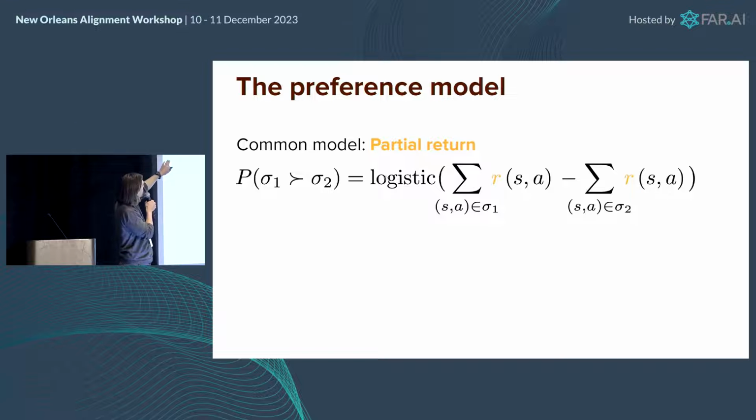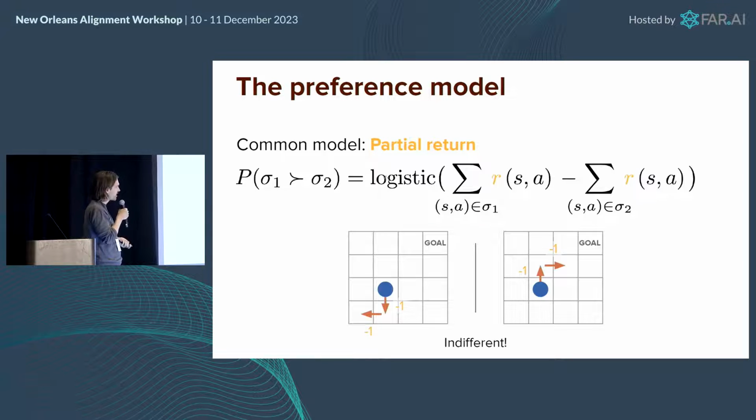What that is, is that the probability of a person preferring trajectory segment 1 over trajectory segment 2 is equal to the logistic function with the input of the sum of reward of trajectory segment 1 minus the sum of reward for trajectory segment 2. We're ignoring discounting and Boltzmann temperature for simplicity here. So let's look at a simple example here.